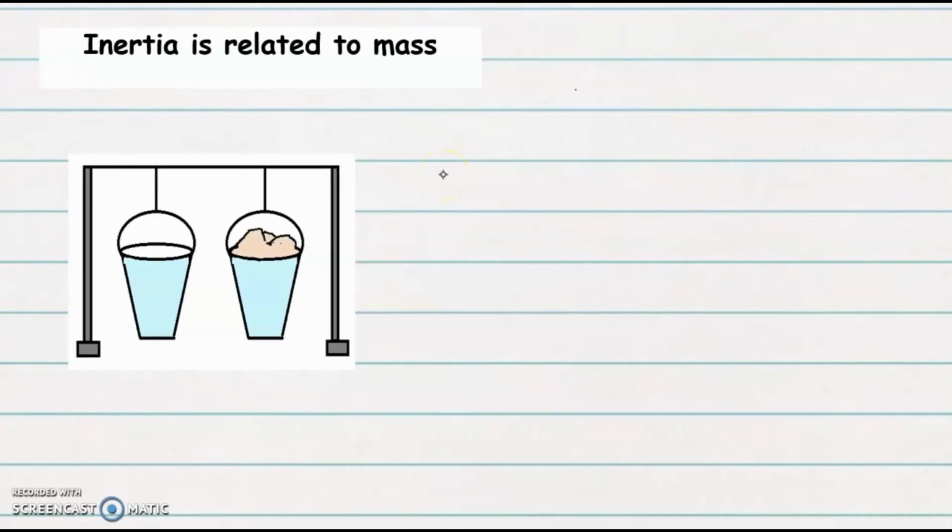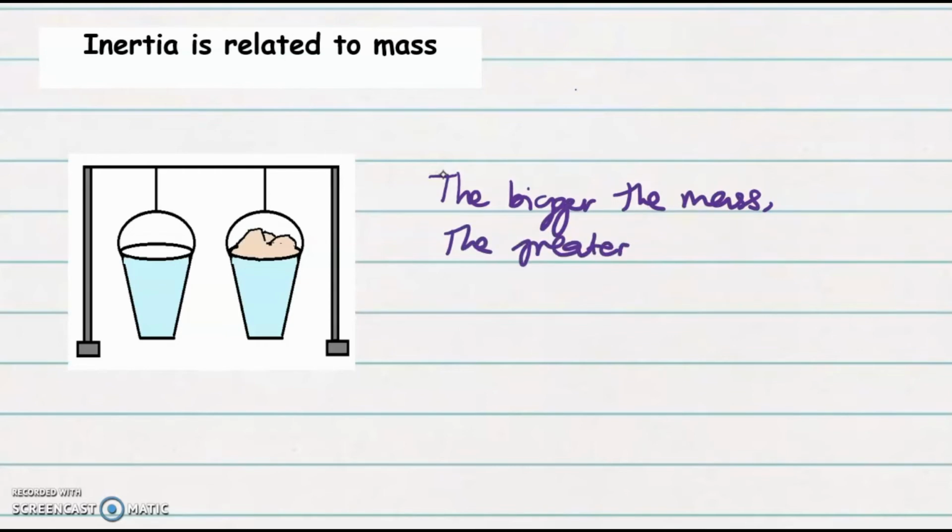Inertia is very related to mass. The bigger the mass, the greater the effect of inertia. So here we have two buckets. Bucket number 1 is empty and bucket number 2 is full with sand. So of course, bucket number 2 is heavier compared to bucket number 1.